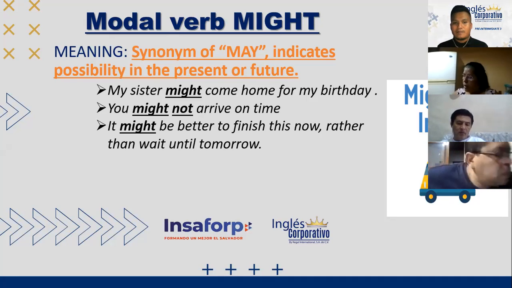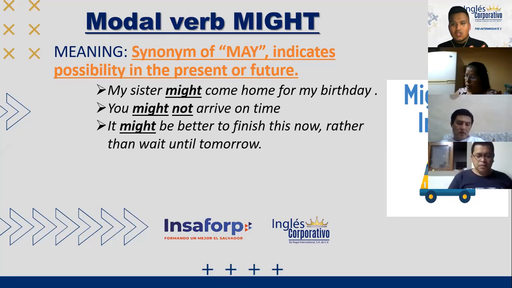So we have three examples over there. My sister might come home for my birthday. My sister might come for my birthday. In that case, we can use this sentence to talk about possibility in the present or in the future. If we use the first sentence to say a possibility in the present, it will be something like, mi hermana puede venir a la casa para mi cumpleaños. Puede, because I'm using that as a possibility in the present. But what if I want to use it for a possibility in the future? It will be something like, mi hermana podría venir a casa por mi cumpleaños. Do you get me the idea?